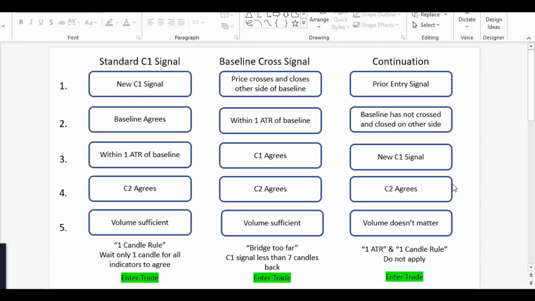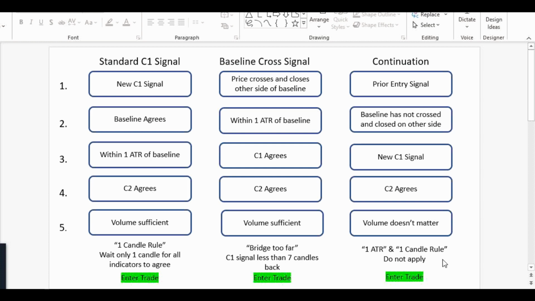C2 agrees. So if this is a continuation, meaning a secondary signal, then we do not need volume and the 1 ATR rule does not apply. So if all of those things are in alignment, we can enter the trade. And the 1 candle rule doesn't apply either. So it's got to be all or nothing in this case.